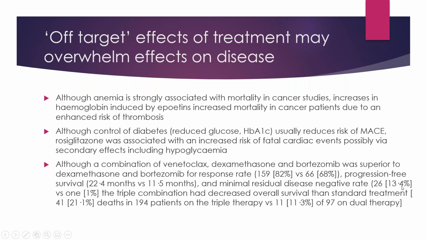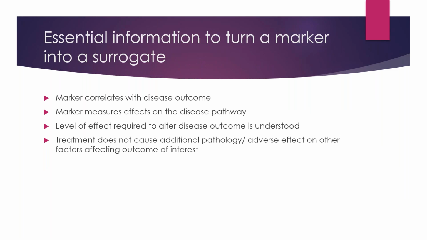from 1 to 13.4%. However, unfortunately, in terms of overall survival, the triple combination had lower survival than patients receiving standard therapy. In fact, the mortality was almost double. So we don't know the reason for this currently, and it's under investigation. It may relate perhaps to an increased risk that recurrence that occurs is explosive in nature and actually cannot then be halted. But this outcome was very disappointing in multiple myeloma. And again, it may well be related to off-target effects of the treatment of interest.